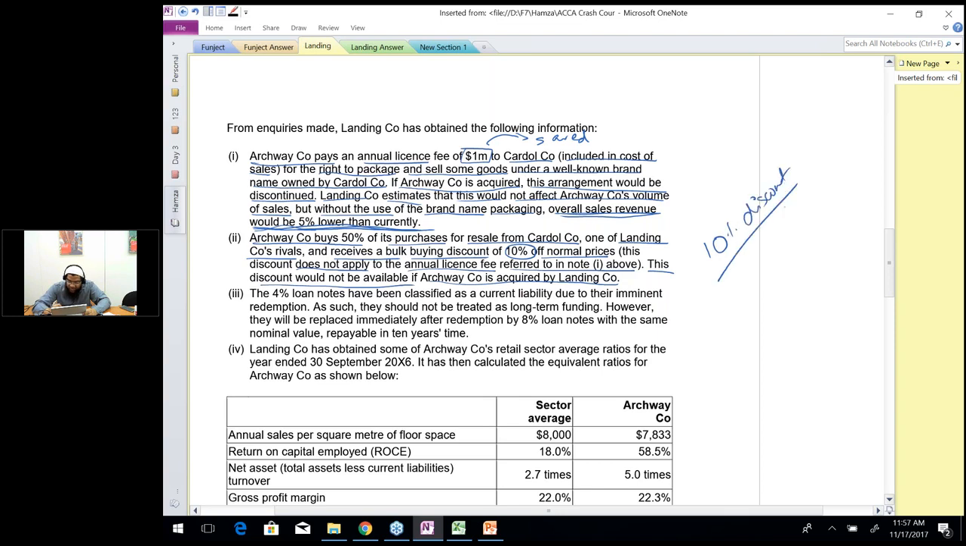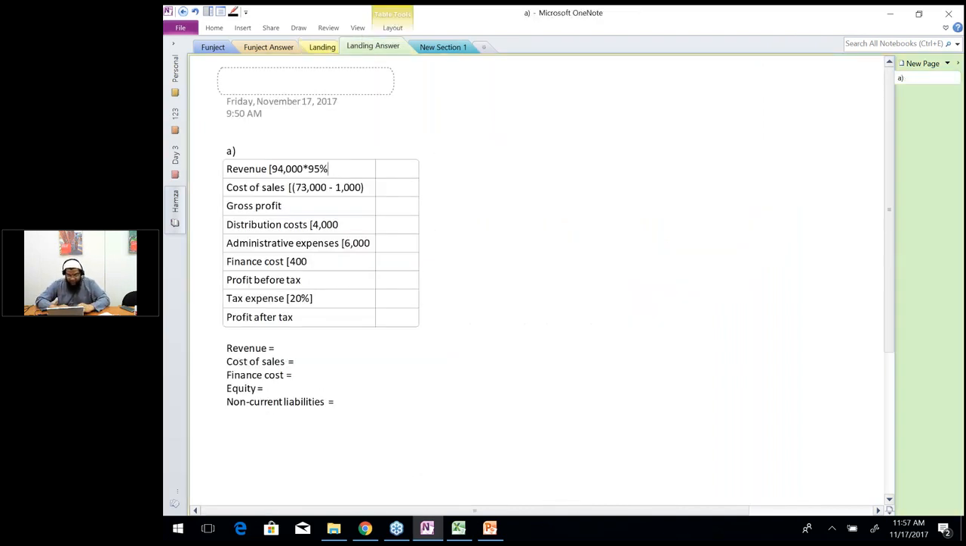Now, how is this going to impact? This 10% discount, if removed, would increase the cost of sales. If this discount is not applied, this would increase the cost of sales. So yes, this will increase the cost of sales, but only 50% of the cost of sales will be increased, not the entire 100%. Because we are only purchasing 50% of the stock from this company. So if I apply it over there, I would say that 50% of this will increase by 10%.